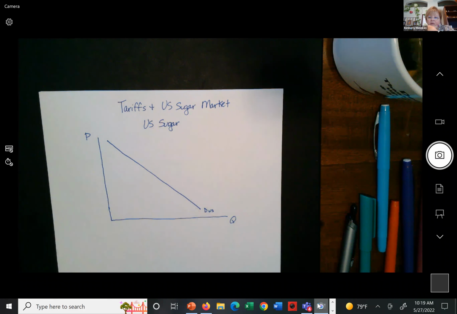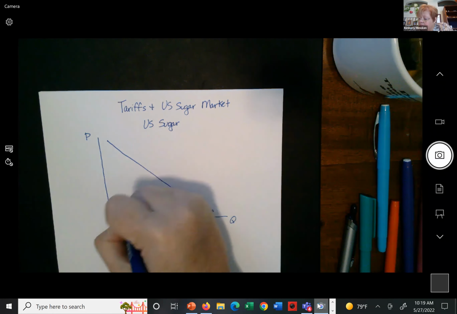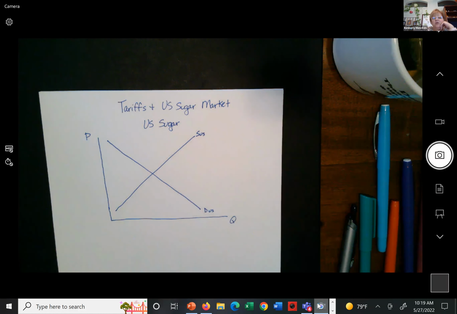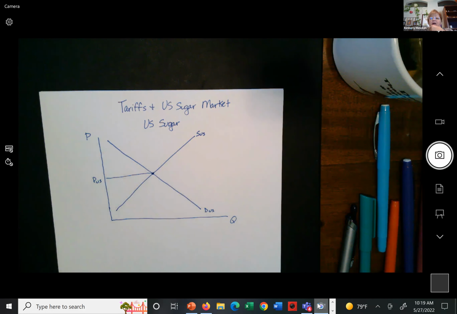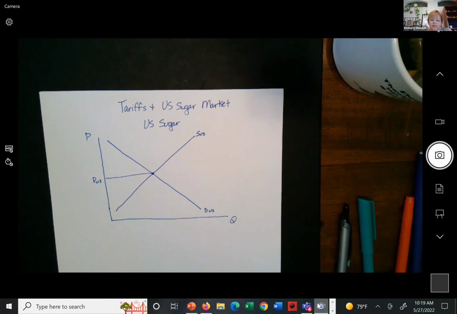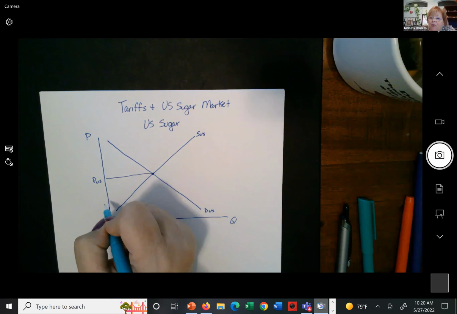There's demand in the U.S. That is U.S. consumers wanting to buy sugar. Supply here is U.S. firms wanting to produce and sell sugar. Here is what the price in the US would be. The problem is it's not just the US producing sugar. The whole world produces sugar. Well, not the whole world, but again, those Central American countries, the islands, other places around the world, lots of places produce sugar, and they all can produce it much more cheaply than we do.